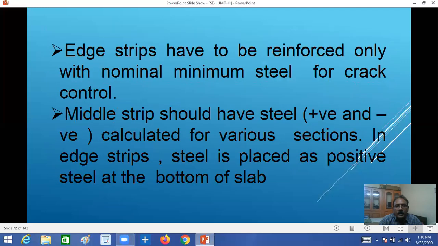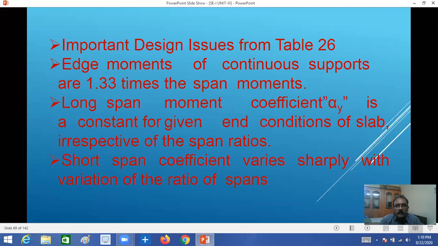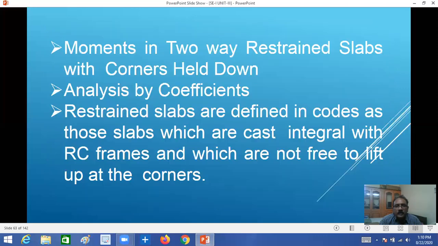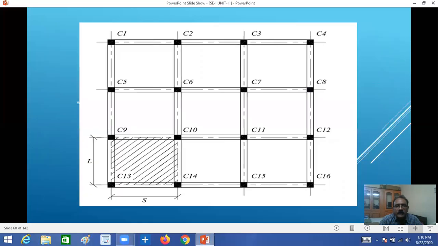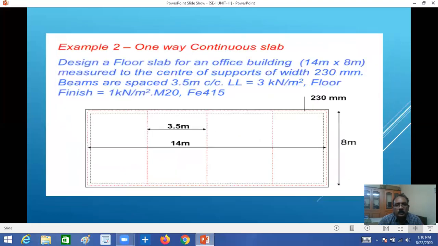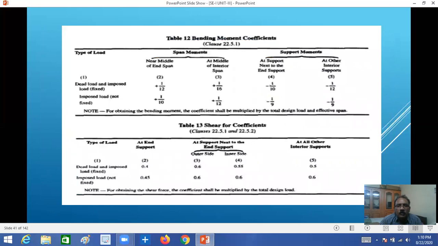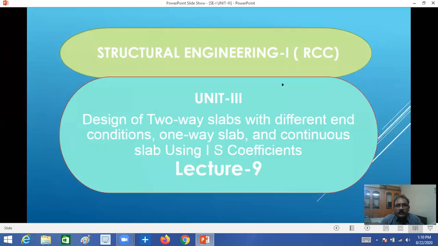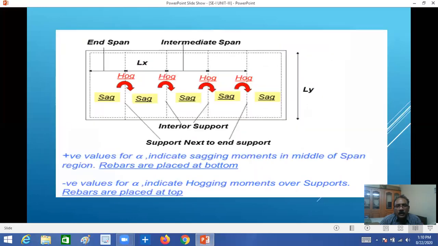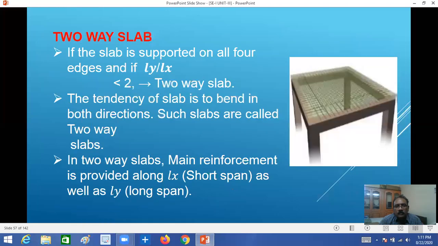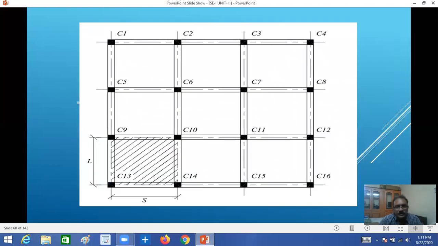Okay, and Table 26 gives you the different types of edges. So here if you see the moments like we have taken, this is just like the difference between one-way and two-way slabs.